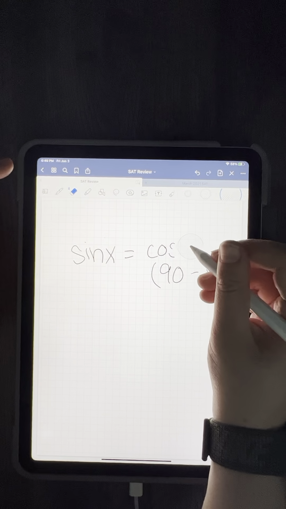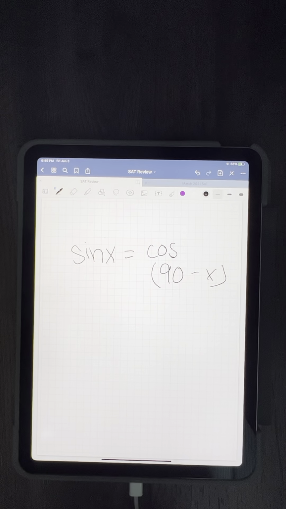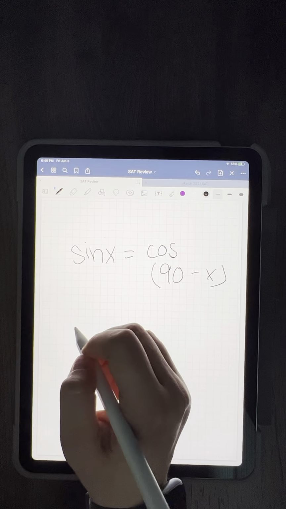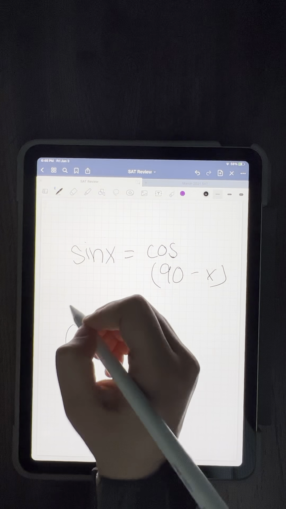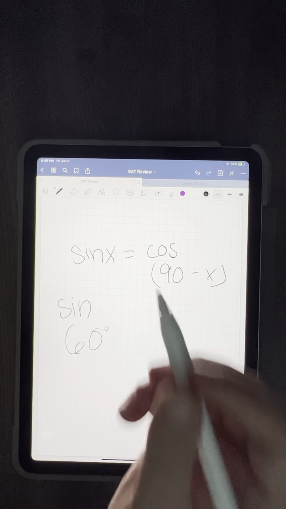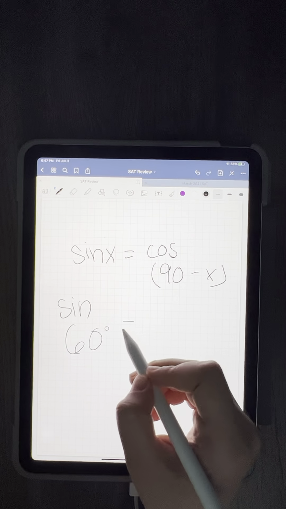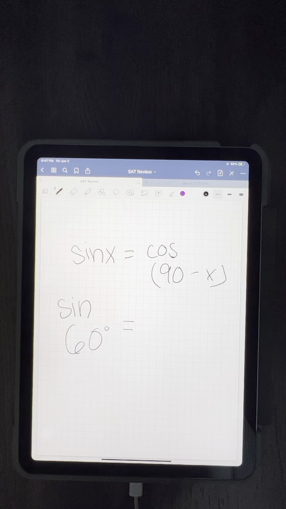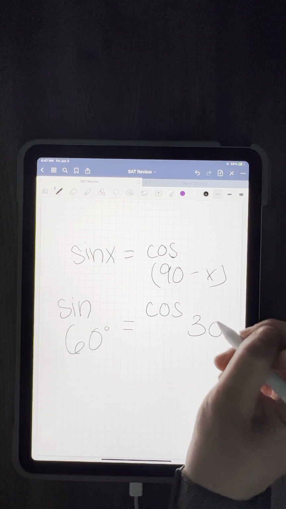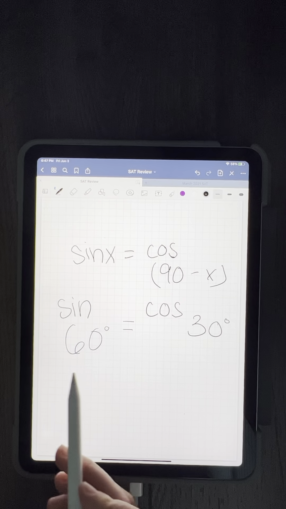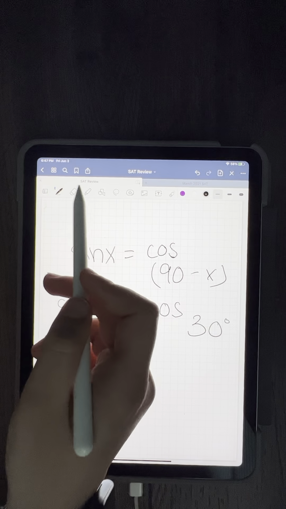So, for example, if I have an angle measure of 60, and I take sine of 60, we know that sine of 60 equals cosine of, what's 90 minus 60? 30. So sine 60 equals cosine 30. You just need to know that because they might ask you about that.